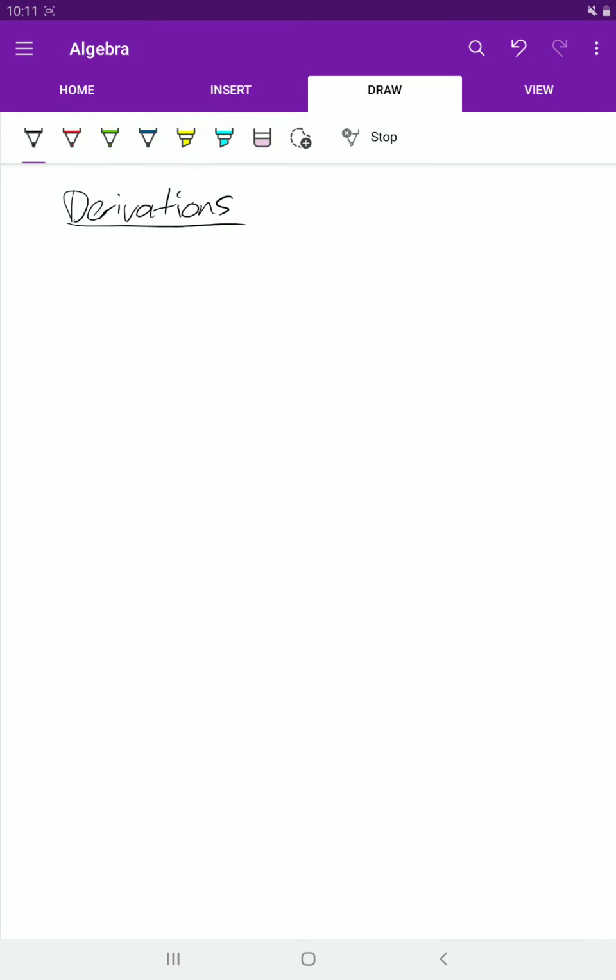This time we'll see a little bit about derivations on field extensions. So let me tell you what a derivation is.